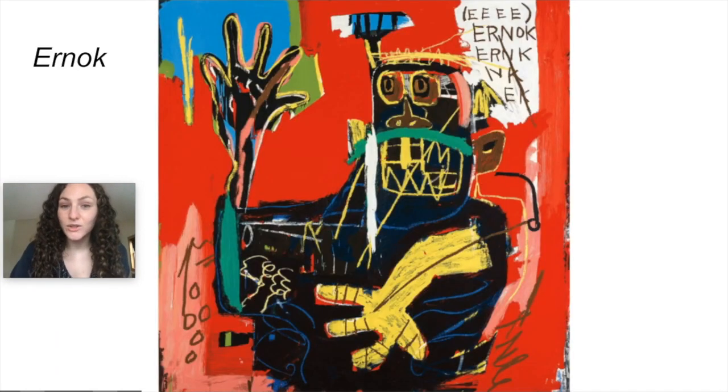This artwork called Enoch has some text incorporated. This was something that Basquiat did a lot. So up here in the corner, you can see it says E and Enoch. So it's kind of making this noise in this portrait.